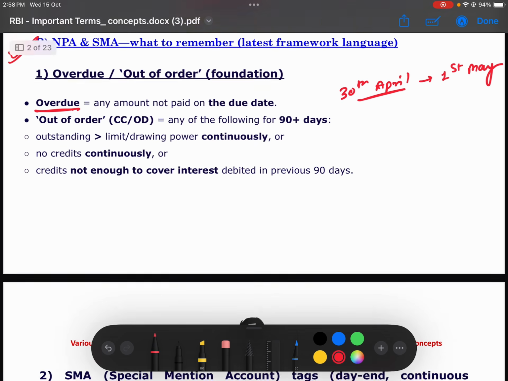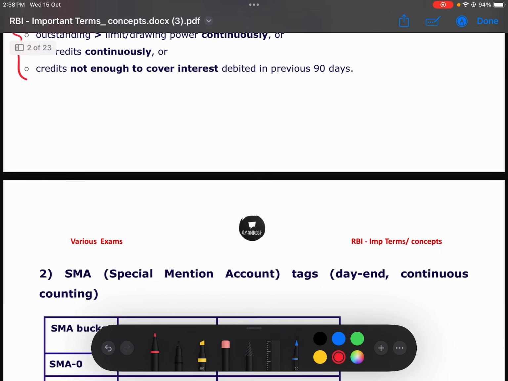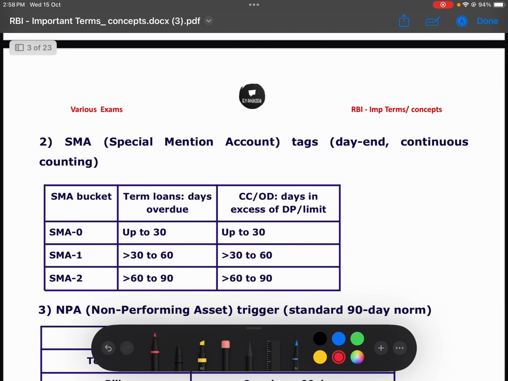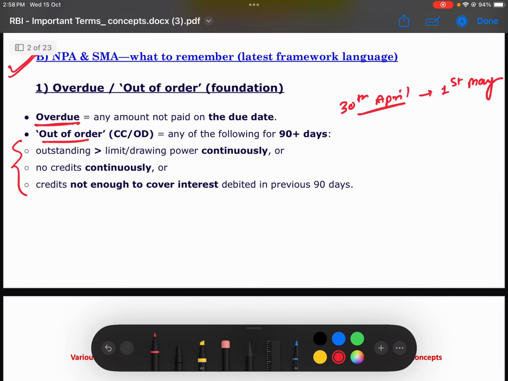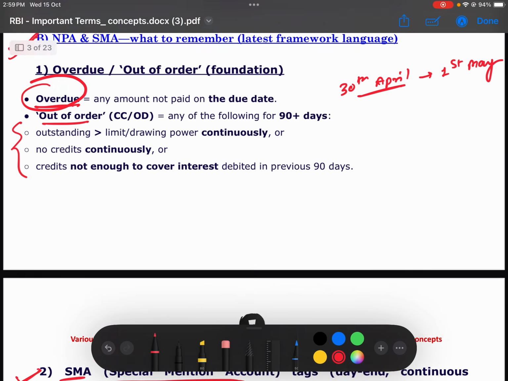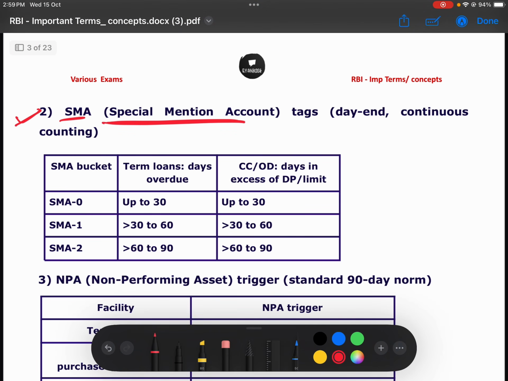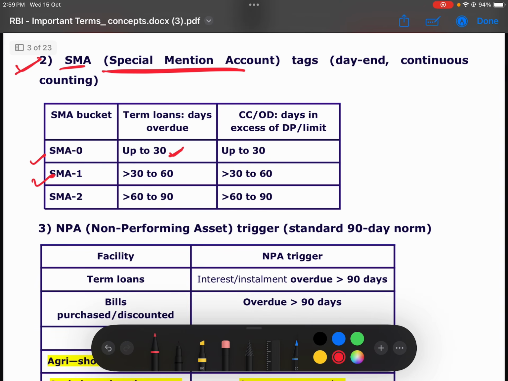Okay. Also there is one more term, "out of order", so it is okay. You can read it from here. Now the important point is SMA, special mention account. If the overdue is from 0 to 30 days, then it will be SMA 0. From 31 to 60 days, it will be SMA 1, and from 61 to 90 days, it will be SMA 2. Okay, so these buckets you have to remember.